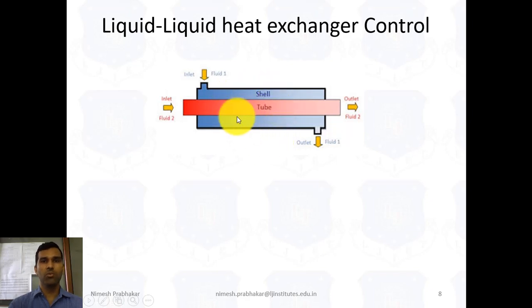This is one big tube. In that tube we place a second tube. So this is known as tube in tube. So this is the inlet of fluid 2 and this is the outlet of fluid 2, and this is the inlet of fluid 1 and this is the outlet of fluid 1. So in this heat exchanger, hot fluid enters from this side and exits from this side. Cold fluid enters from this side and exits from this side. So this is a simple liquid to liquid heat exchanger.